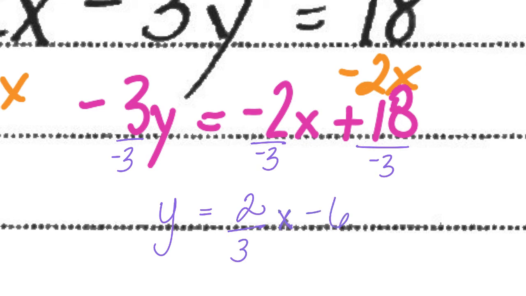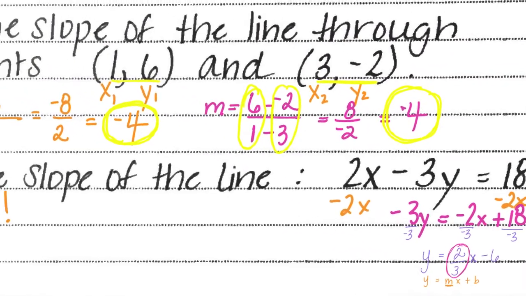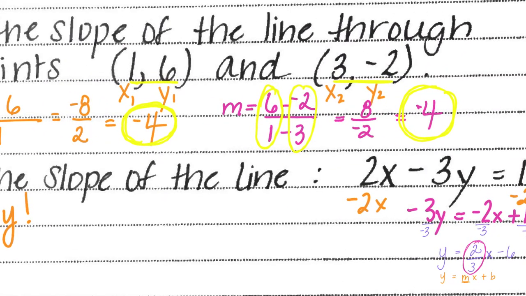Now, in the next lesson, we're going to use the form y equals mx plus b, but I'm going to start warming you up to it right now. And the letter m, remember we talked about that small m, is going to be our slope. So when I solve for y, I can see the slope very clearly, and in this case I know that the slope is 2/3.